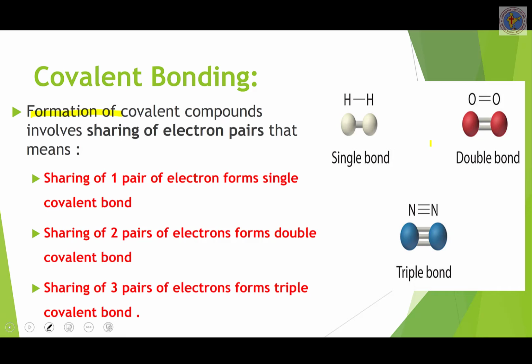We know very well that formation of covalent compound involves sharing of electron pairs. Based on the sharing of electron pairs, we can decide whether we get single, double or triple covalent bond. Sharing of one pair of electrons forms a single covalent bond, sharing of two pairs of electrons forms a double covalent bond, and sharing of three pairs of electrons forms a triple covalent bond. Here you can see very clearly this is single covalent bond, sharing of one pair of electrons. This is double covalent bond in case of oxygen, and here in case of nitrogen we get sharing of 3 pairs of electrons. So this is triple covalent bond.